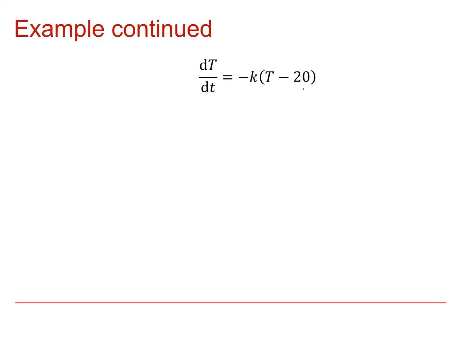So let's start from the differential equation. Separate the variables. I'm going to get 1 over T minus 20 dT by dt is equal to minus k. Integrate both sides, and because I know that this is always going to simplify down to the same type of thing, I'm just going to write it straight in. Here's the integral of minus k dt.